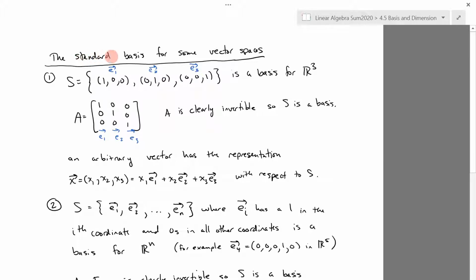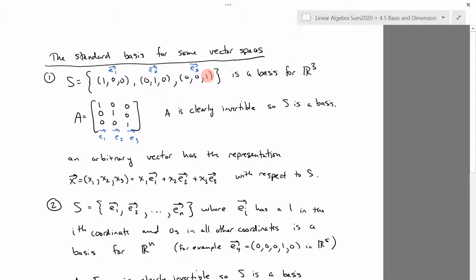On this page, we look at the standard basis for some of the standard finite dimensional vector spaces that we use throughout these chapters. So the first vector space we look at is R3, and here our basis has three vectors. The first basis vector is 1, 0, 0. The second basis vector is 0, 1, 0, and the third basis vector is 0, 0, 1.